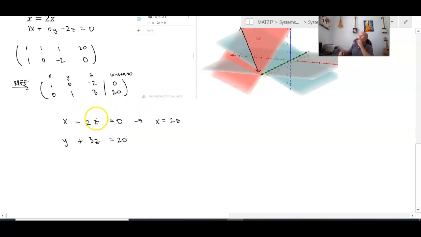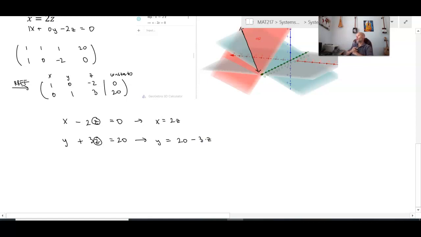However, one thing that we do notice is that in both of these equations, the value of x and y will depend upon the value that you plug in for z. Both equations have z in it. Both equations do not have x, nor do they both have y. So in this first equation, we're saying that x is fully determined by z. It's going to equal twice the value of z. And furthermore, we could say that y is going to equal 20 minus 3 times the value of z.